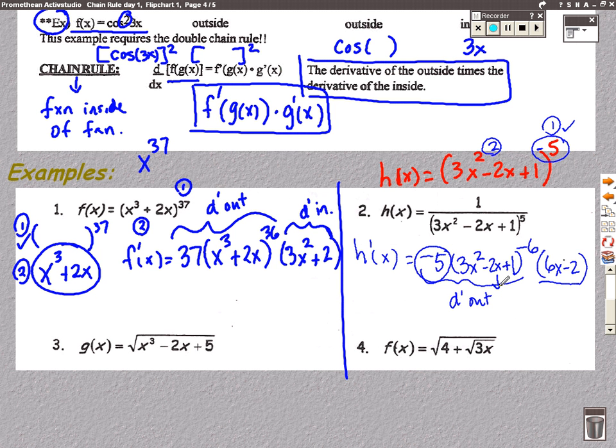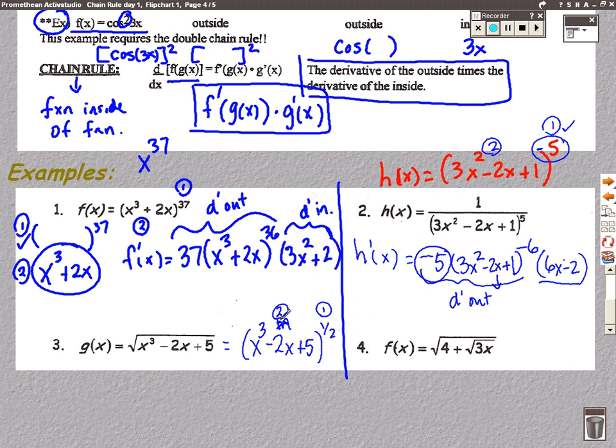All right, problem number 3. I'm going to do a rewrite, and I'm going to write this as a power function, x cubed minus 2x plus 5 to the 1/2 power. I have an outside function, and the outside function is the power, and the inside function is this trinomial. Whoops, let's make that number 2.